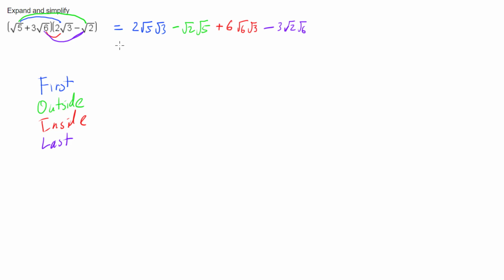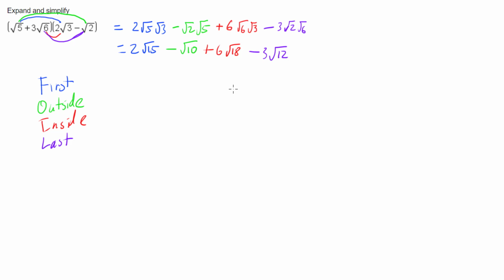So having a look at performing some of these multiplications here to simplify this down, I have 2 root 5 times root 3 is root 15, minus root 2 times root 5 is root 10, plus root 6 times root 3 is root 18, minus 3 root 2 times root 6 is root 12.